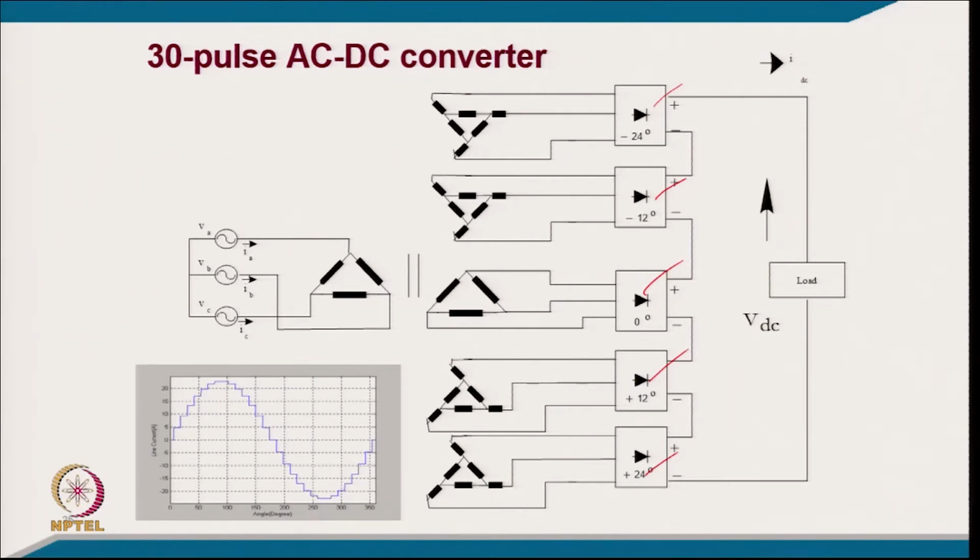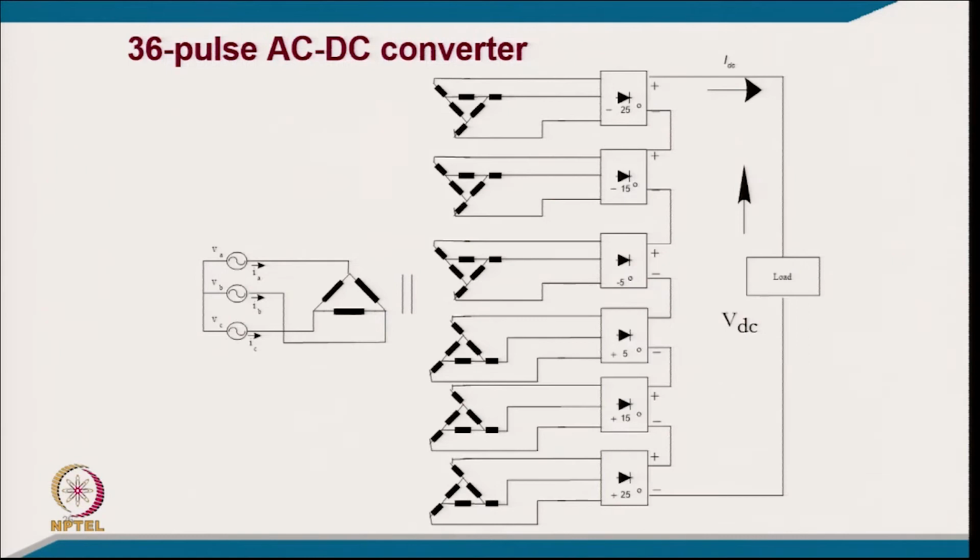So, in 30 pulse you will have the lowest harmonics at 30 plus minus 1. So, the 29th will be the lowest, and 31 will be the next harmonic, and that 29th will be 1 upon 29 of the fundamental. So, you will find that as we are increasing the number of pulses, the waveform is going closer to sine wave, we are able to eliminate the harmonics, and in a diode rectifier we do not have a reactive power burden at all.